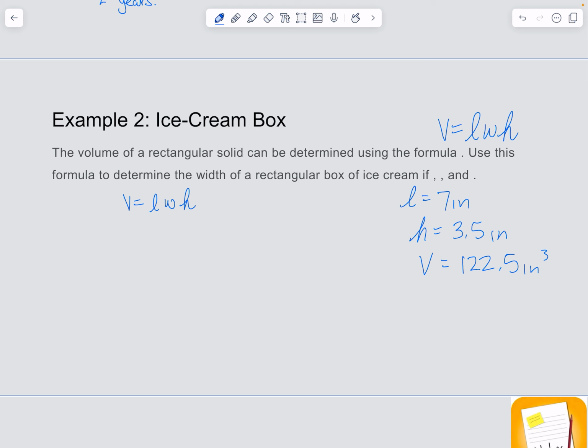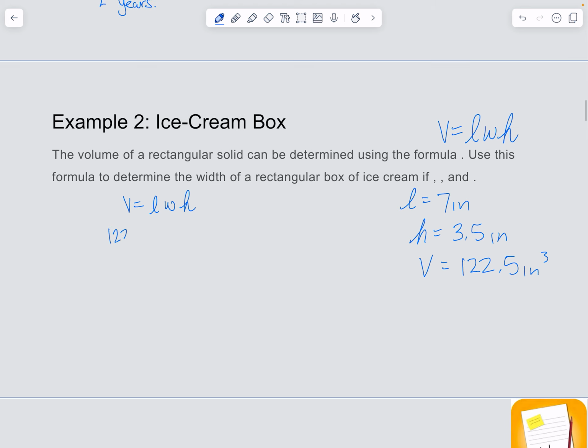So we know the volume, 122.5 equals, we know the length, 7. We don't know the W, the width, so I'm going to leave it as a W. And we know the height is 3.5. So now we'll use those properties that we talked about last time and get W all by itself.